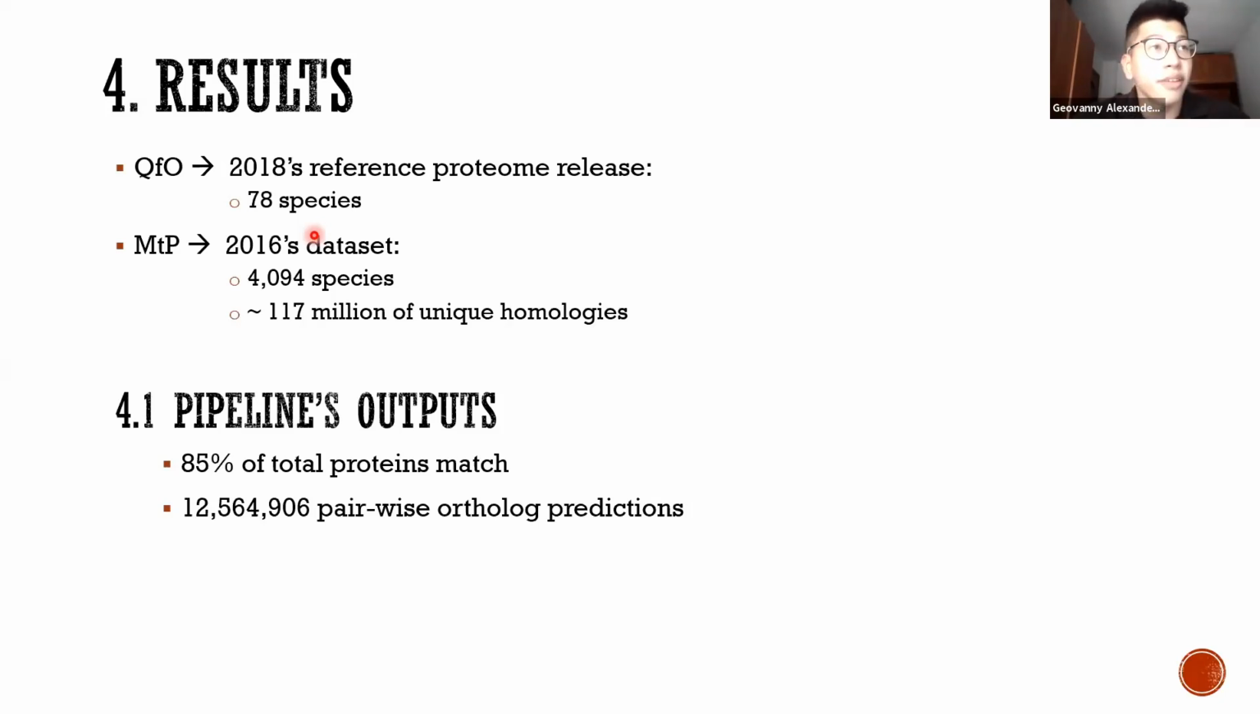On the one hand, we have the pipeline's output that lets us know the statistics of the input we're going to provide to the Quest for Orthologs data. In this case, we got 85% of total protein match, which may sound like a high number, but it's a bit tricky, and we will see it later. Also, we provide more than 12 million pairwise ortholog predictions, out of the 117 million homologies, which means that we really did filter the data.